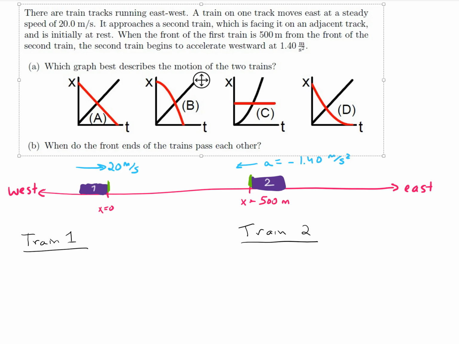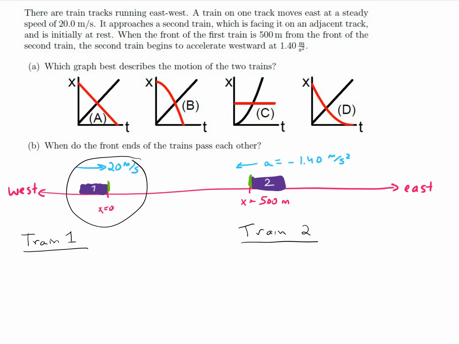Okay, so in this problem we have train tracks running east-west. So I've drawn a little diagram below. And we have a train on one track moving east at a steady speed of 20 meters per second. That's this train on the left. And it's approaching a second train facing it on an adjacent track, so they're not going to hit each other. That's initially at rest. And when the front end of the first train is 500 meters from the front end of the second train, it begins to accelerate westward at 1.4 meters per second squared.